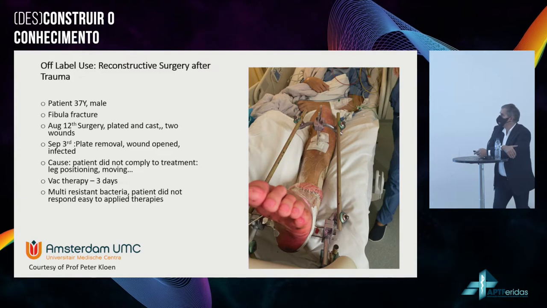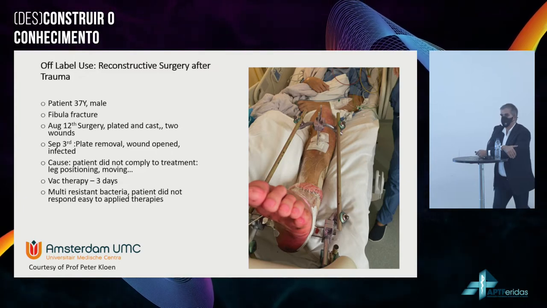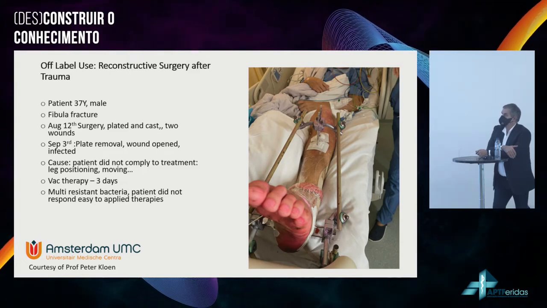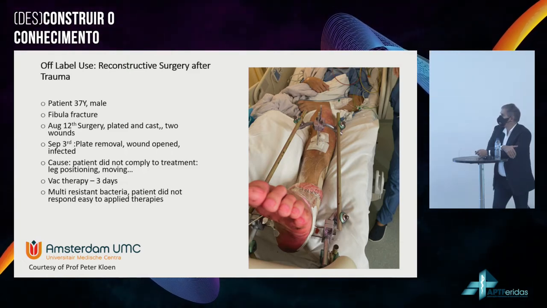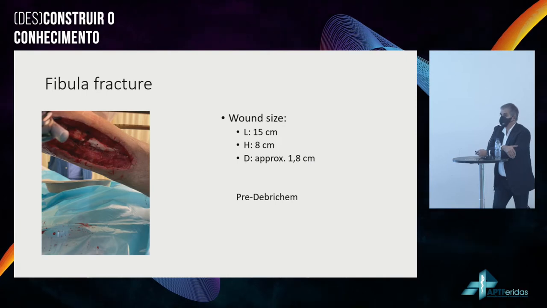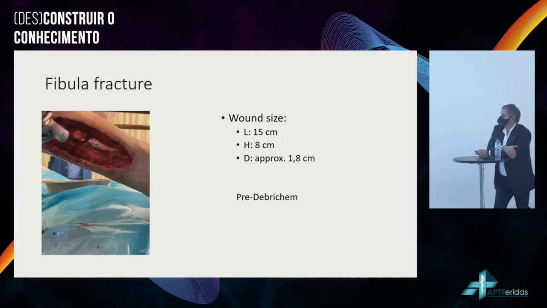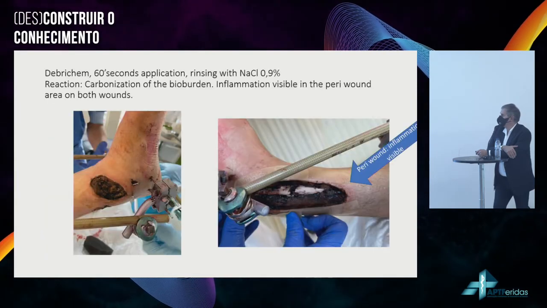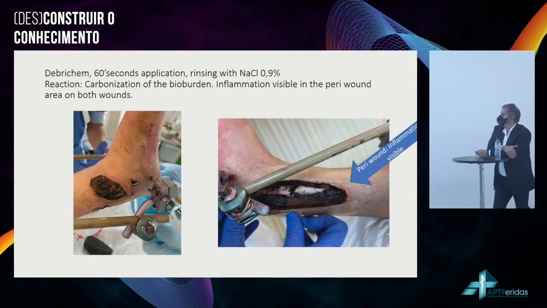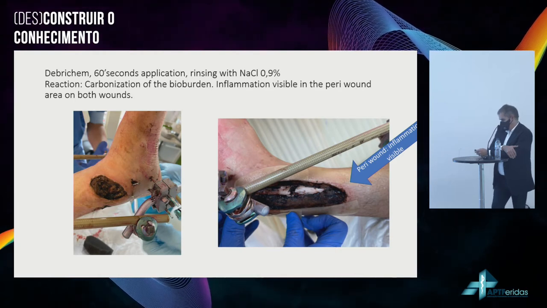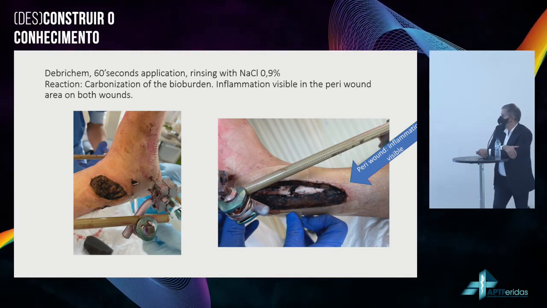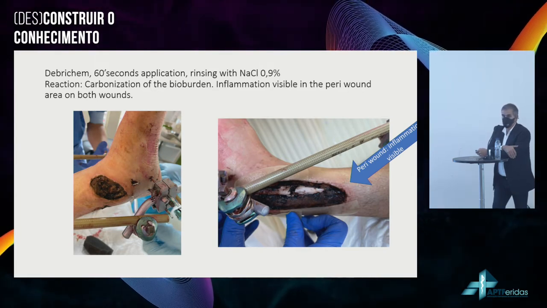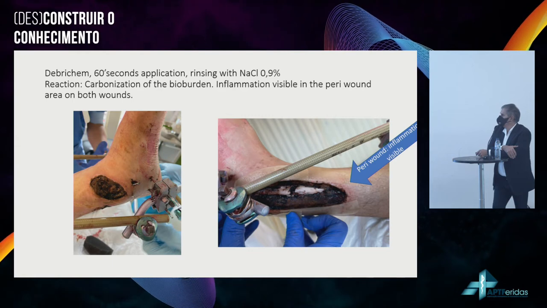And the team there did nothing else than trying to open the wound, clean the wound, heavy antibiotics, take the plate out, as you will see in a sec. Then they gave me a call. So that's the fibula fracture. A lot of tissue was lost. This is straight after the treatment. So here you see very nicely the black coloring of the tissue. It really looks like carbon, like charcoal. So that's how it looks.